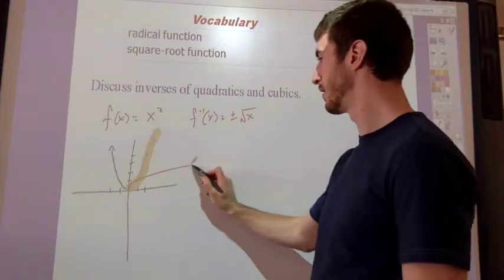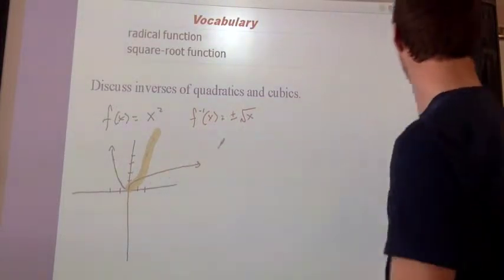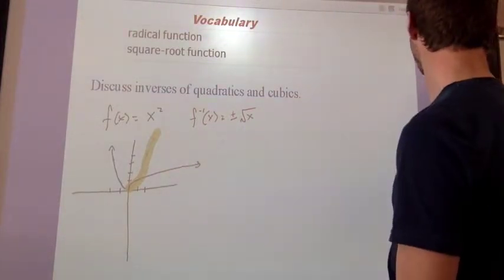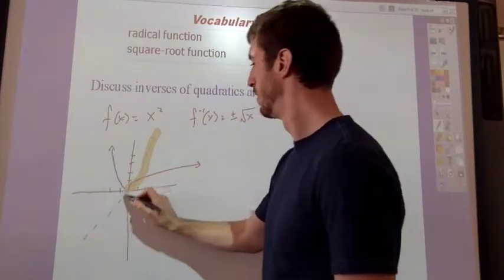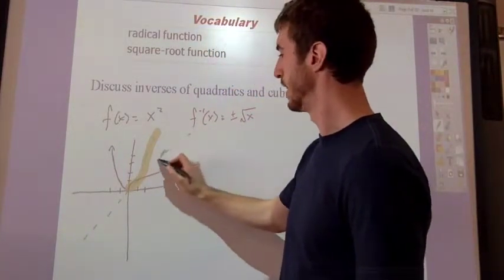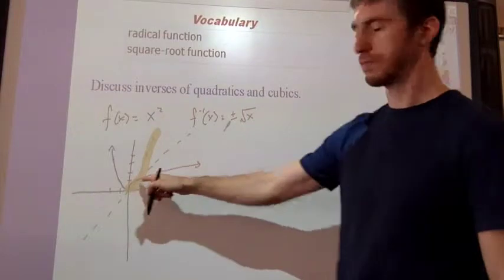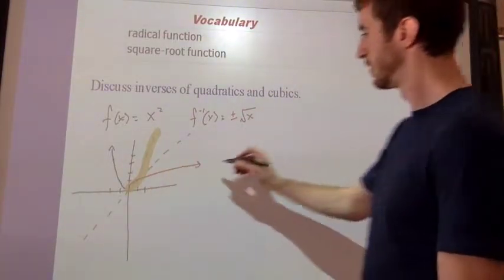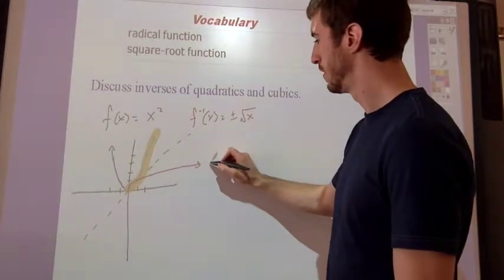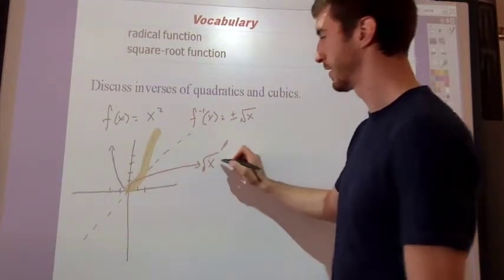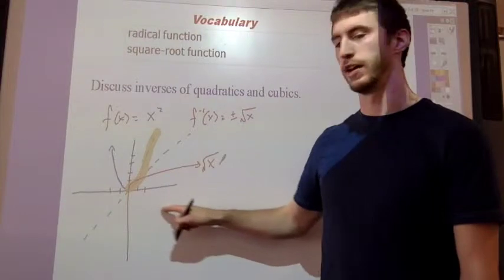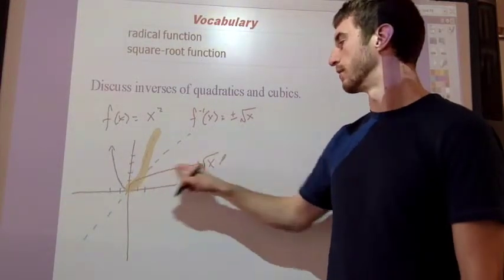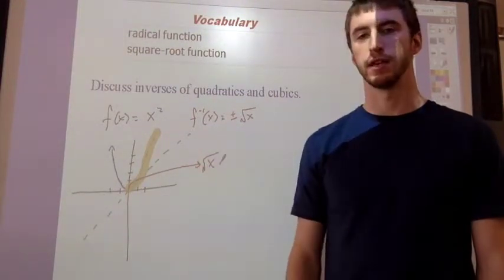And then our inverse would be this graph right here. Remember, inverses always reflect over the line y equals x. And so this right here is the square root of x, okay? It doesn't have any negative values here. So this is what the square root of x looks like.